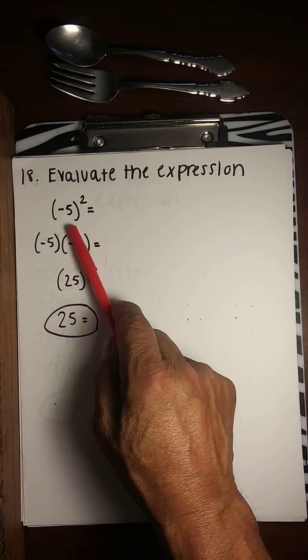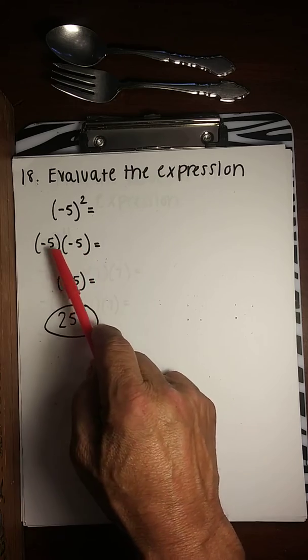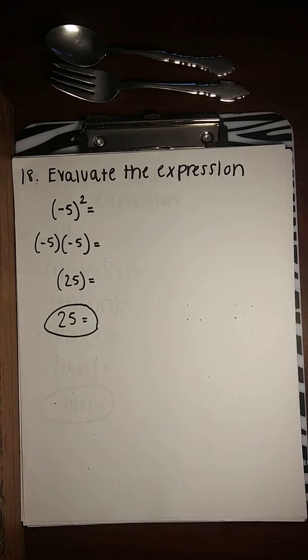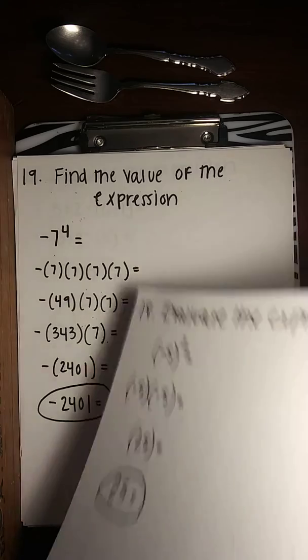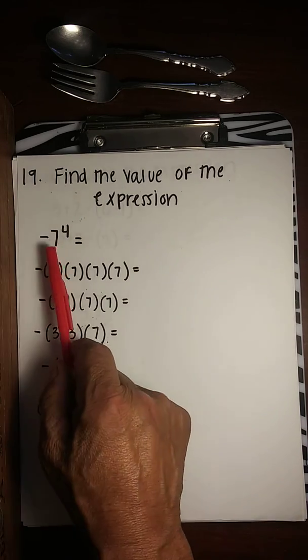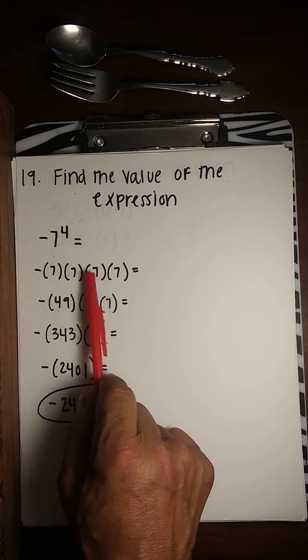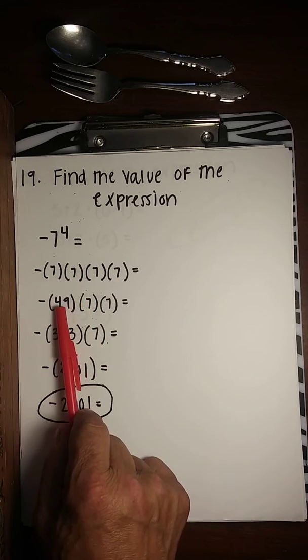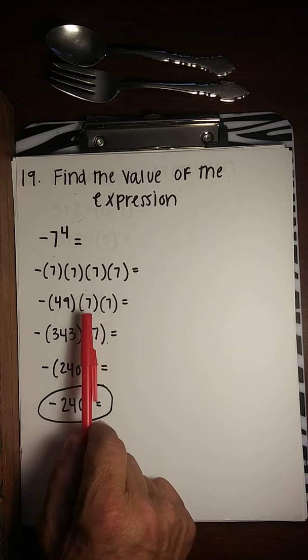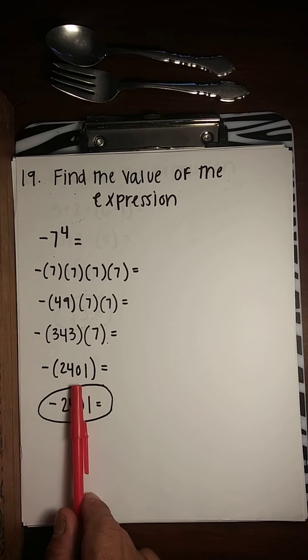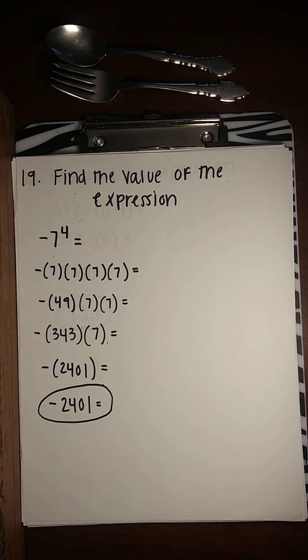Negative 5 squared means negative 5 times negative 5. A negative times a negative is a positive 25. Next, negative 7 to the 4th. No parentheses, so the negative stays, bring it down. And the 7s, 7 times 7 is 49. Bring them down. That's going to be 343, times 7 is 2401. So negative 2401.